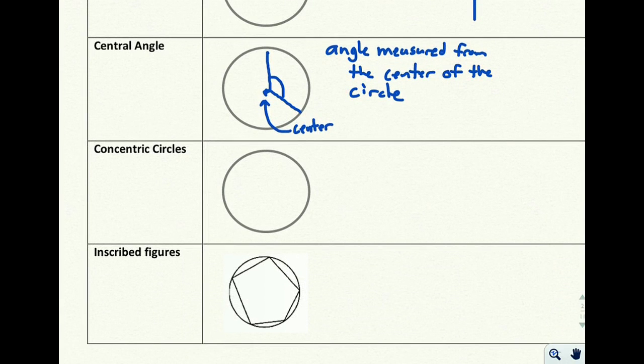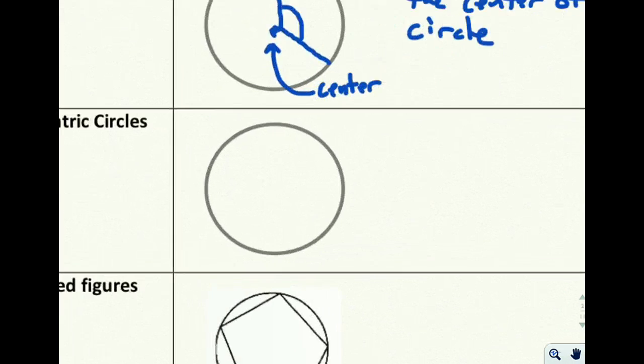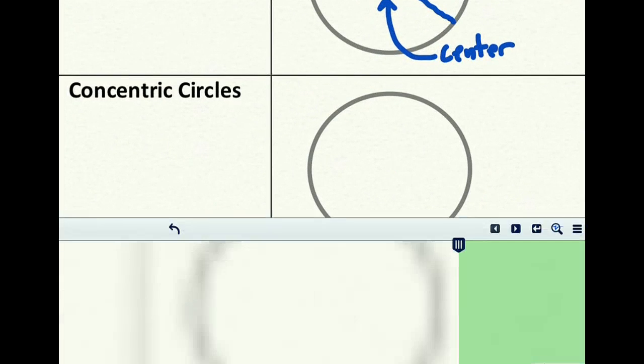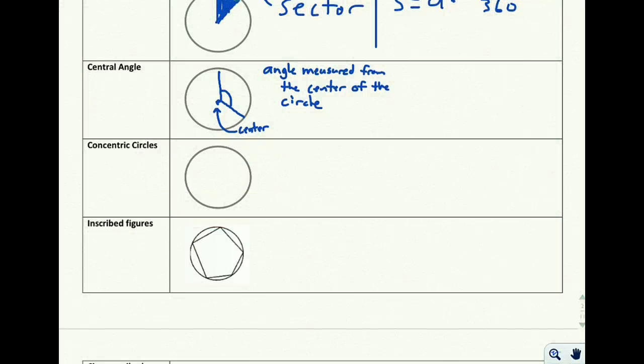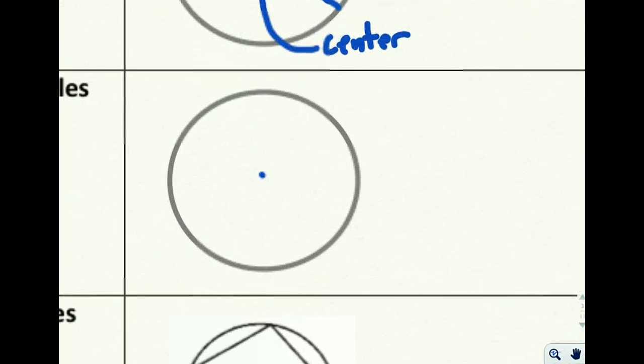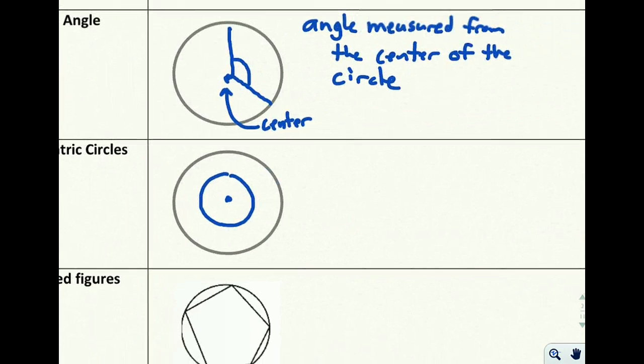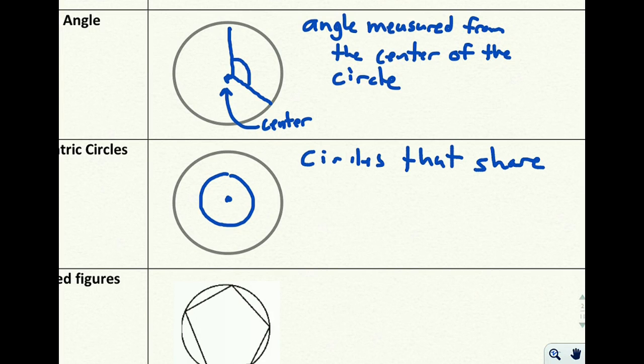Next one, concentric circles. Con means with, centric means center, so it is with the same center. So a concentric circle would be a circle like this inside of the other circle. Both of these circles share the same center, so they are concentric. Circles that share the same center.